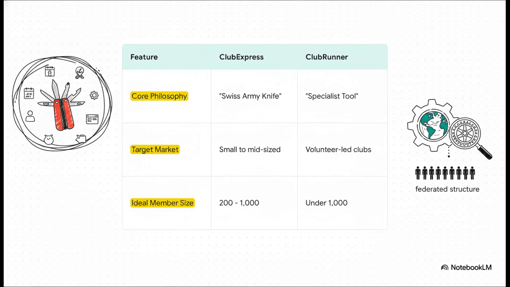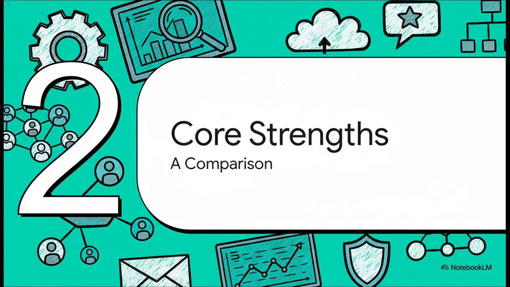Okay, check this out, because this slide really frames the whole conversation. Think of ClubExpress as your Swiss Army knife. It's this versatile, all-in-one platform built for small to mid-sized associations that need a little bit of everything. On the flip side, you've got ClubRunner. That's your specialist tool. It is laser-focused on a very specific purpose, with super deep integrations for groups with federated structures like Rotary clubs. And you can see right there how their target markets and member sizes line up perfectly with these two different approaches.